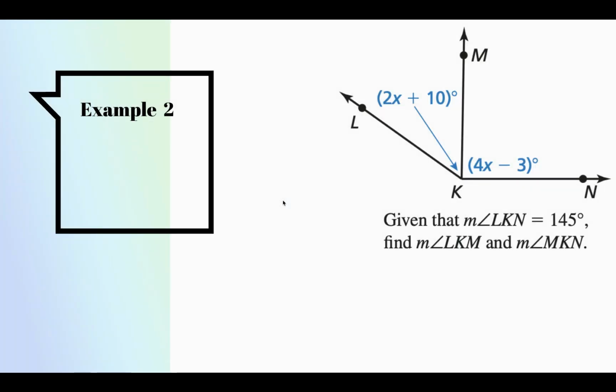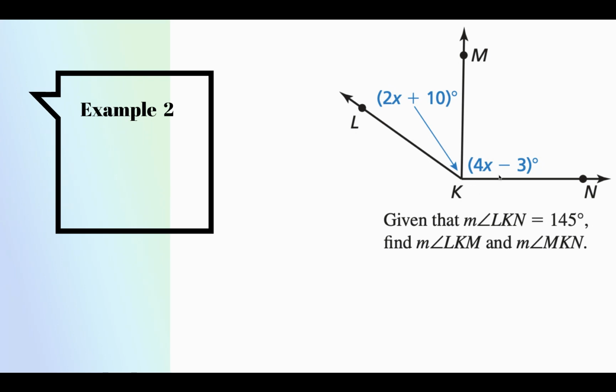Next example. Given that the measure of angle LKN, let's point to the actual things, LKN. Now you can see that that is a very obtuse angle. That's a very large angle. Given that that angle measures 145 degrees, find the measure of these two interior angles: angle LKM, so we want to find this measure, and angle MKN, so we want to find this measure as well.